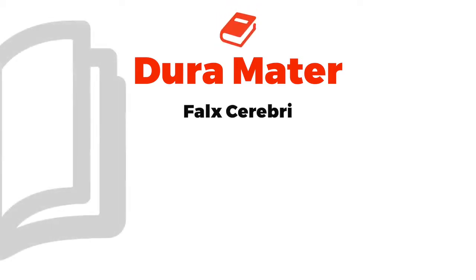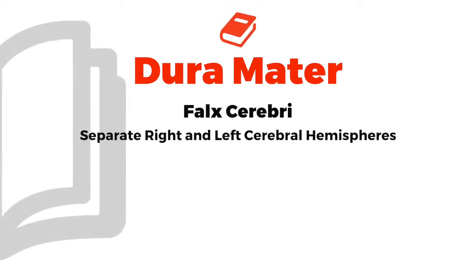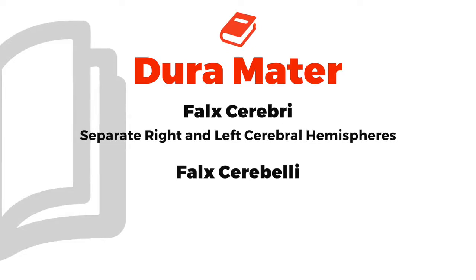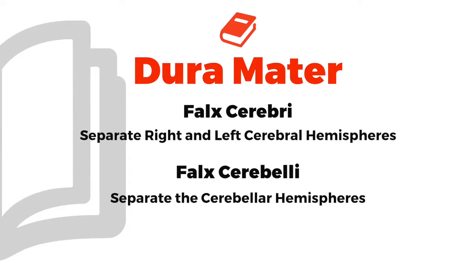Now, as you look at these, you're going to see a couple falx words. If you haven't seen these in a while, falx means separate. So as you look in your notes here, falx cerebri is going to separate the right and left cerebral hemispheres. The other one that's easy is falx cerebelli. This is going to separate the cerebellar hemispheres, okay? Now, you can pay attention to those details if you want, but again, what I would pay attention to is on the next page, the sinuses, okay?